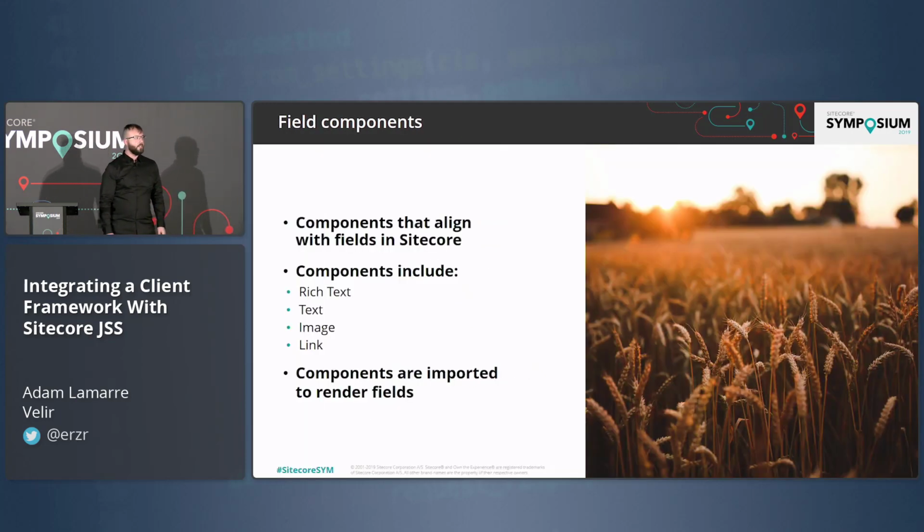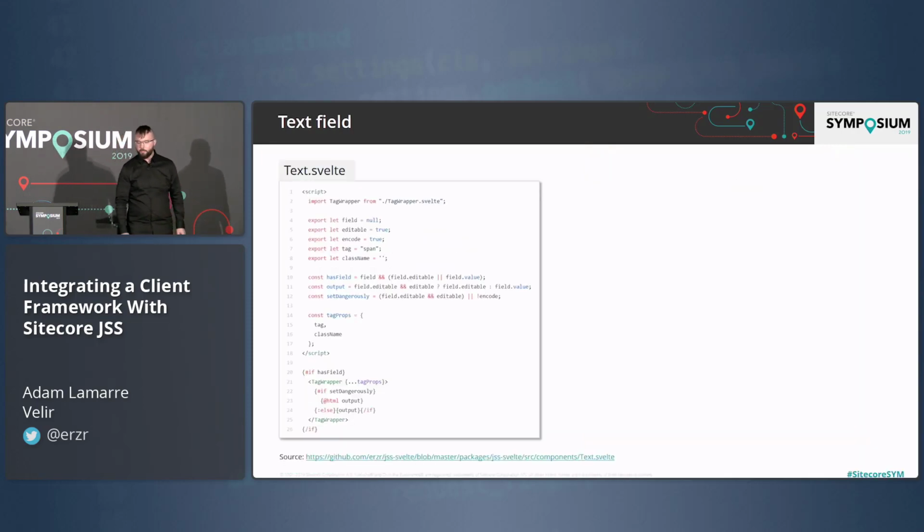Another thing you have to implement is our field components. Field components really align with Sitecore fields, so you'll have things like rich text, images, and links. These components are going to be imported into components you'll build in your web application to render fields, essentially. I have an example of one. This is my entire text component. They're pretty compact in a lot of cases.